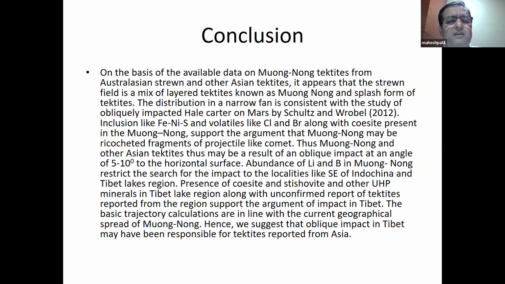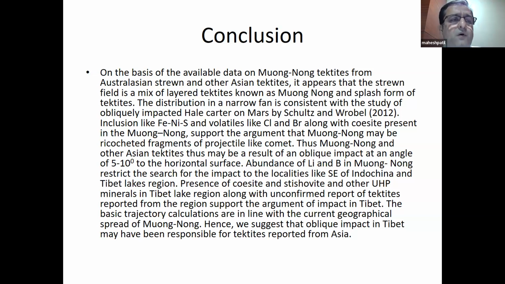inclusion like FENIS. So this is called Shenzhungite. I've not gone into all these technical details because maybe it's a little complicated. Now Shenzhungite is found in comets, and volatiles like chlorine and bromine are found in Myeongdong, along with the presence of cosite. So we have explained in our paper how they can be inclusions of Myeongdong, because these are not the things which are found in tektites. Myeongdong have this. FENIS can't be a terrestrial composition.